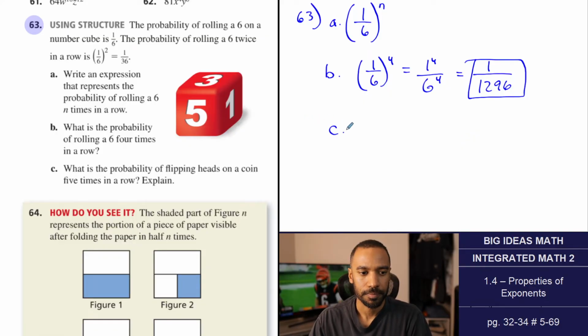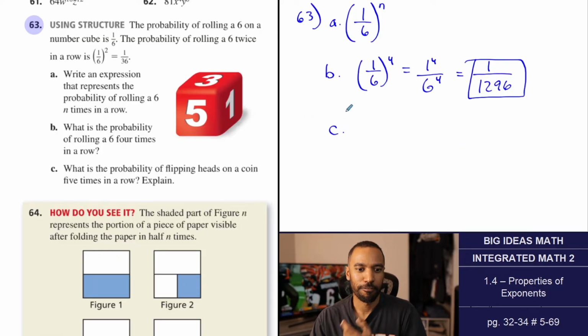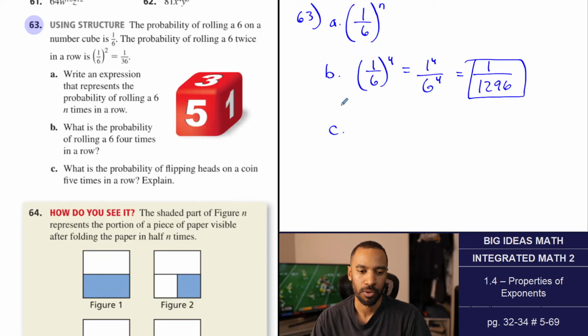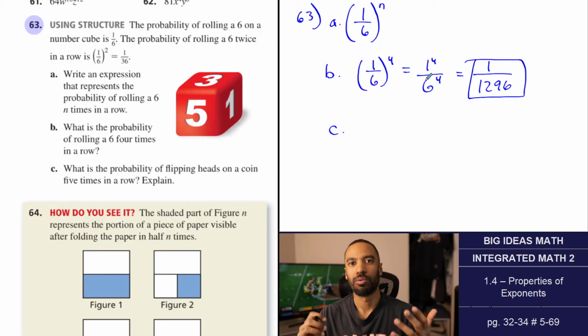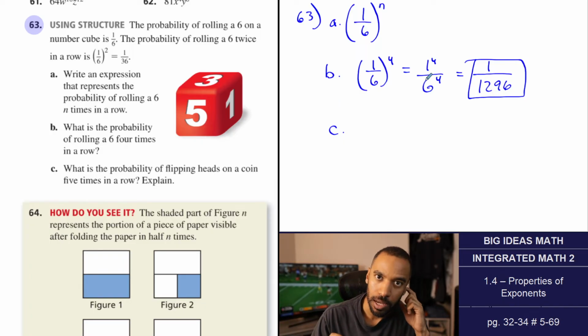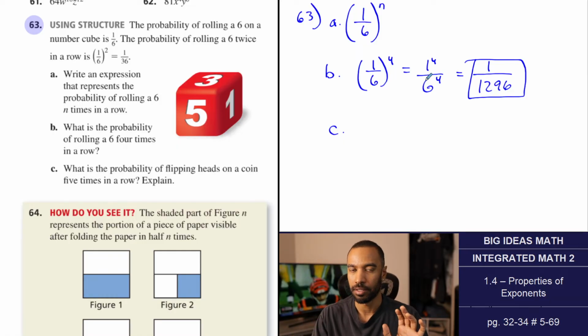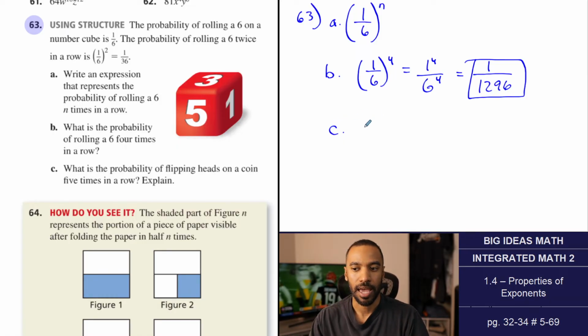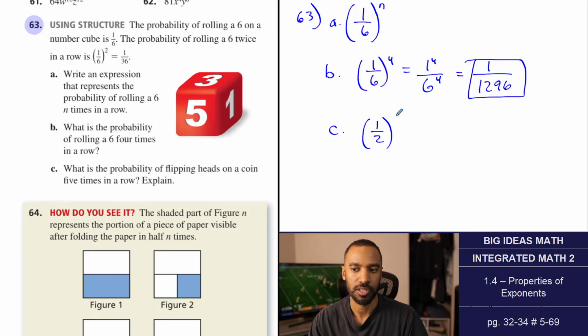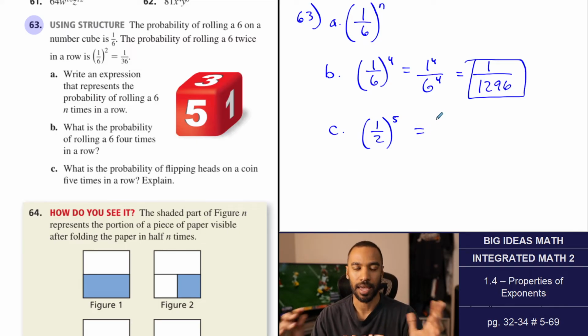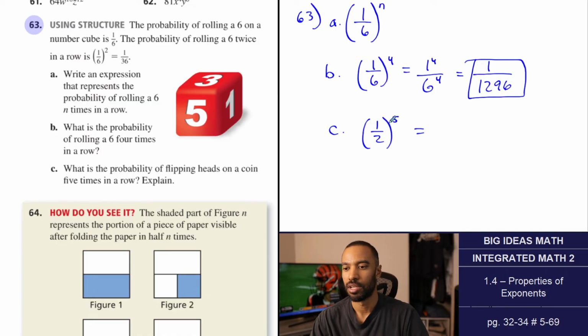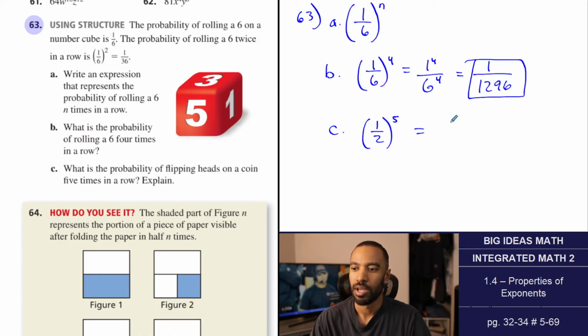Part C. What is the probability of flipping heads on a coin 5 times in a row? Explain. So a coin has heads or tails outcome. You have 1/2 chance of doing either. If we want to land heads successfully once, it's 1/2, twice, 1/2 squared, etc. 5 times in a row is 1/2 to the 5th power. My explanation is to you. Flipping a head has 50% chance, odds, and we have to do it 5 times in a row. That'll be 1/32.